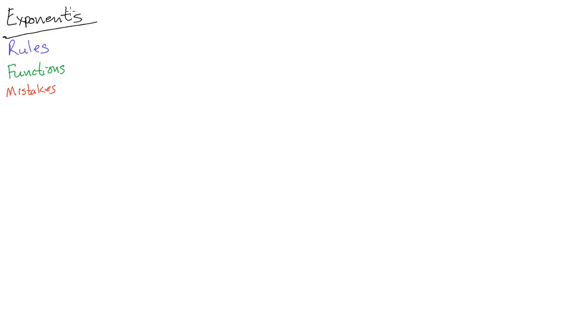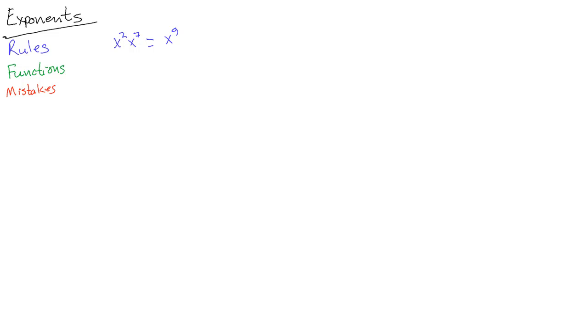Okay, here we are with a quick review of all of the exponent stuff. So first of all, let's go through the rules and review some of the basic ones. If we have something like x squared times x to the seventh, what does that equal? Well, they're multiplying here, but the exponents are going to add.